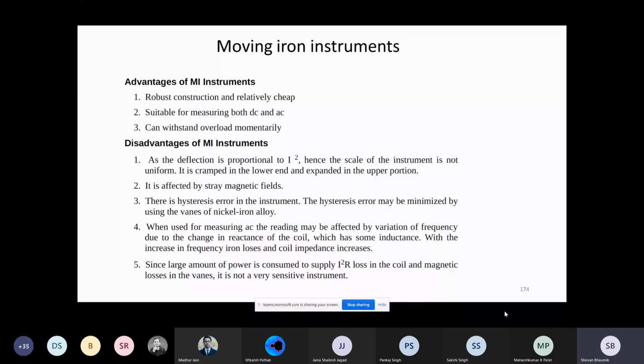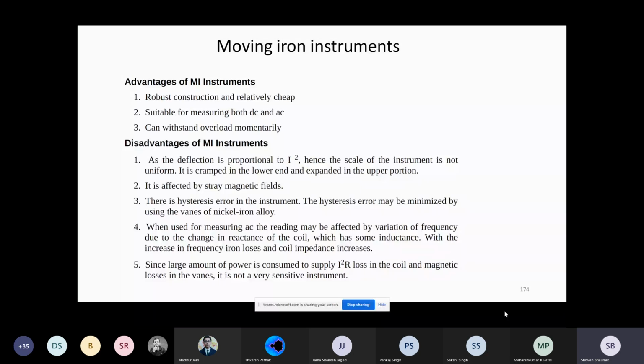And the instrument is no longer a very sensitive instrument, because you need large power, large current to pass. If I ask which has higher sensitivity, the moving iron instrument or the PMMC instrument, definitely the sensitivity of the PMMC instrument is much higher, as it takes very small current and gets a very huge deflection. Here you need to send a huge amount of current in order to magnetize the iron core, not a permanent magnet. As a result, you will get a huge I squared R loss.